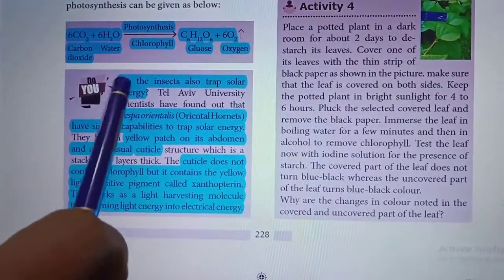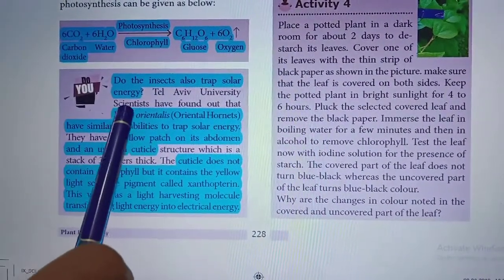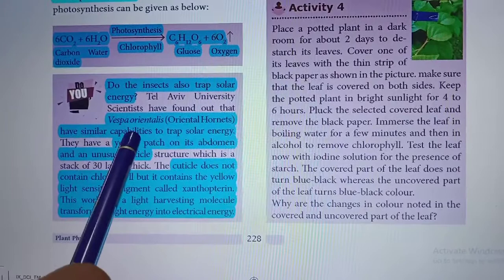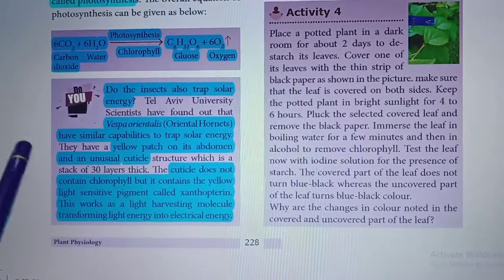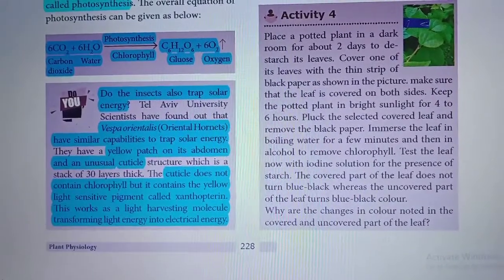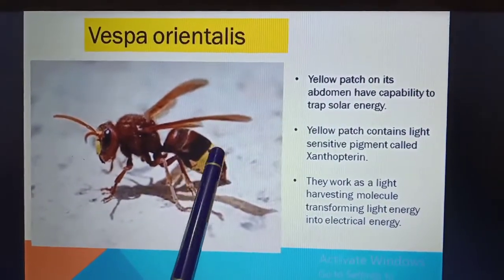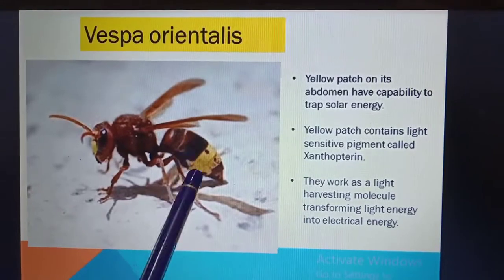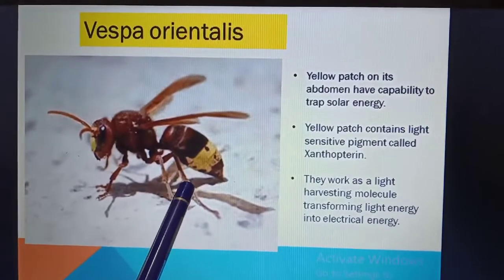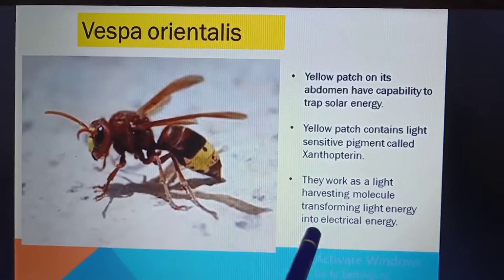Do you know, do the insects also trap solar energy? Yes, insects also trap solar energy. Scientists have found out that Vespa orientalis have similar capabilities to trap solar energy. They have yellow patches on its abdomen and an unusual cuticle. The yellow patches contain a light sensitive pigment called xanthopterin. They work as a light harvesting molecule, transforming the light energy into electrical energy.